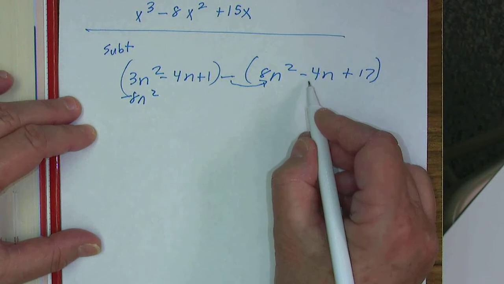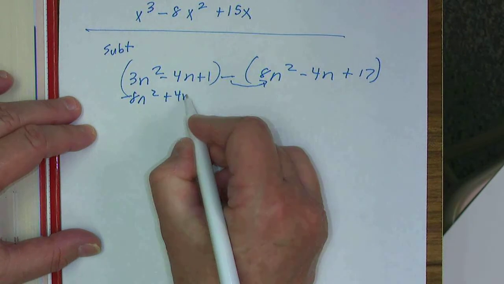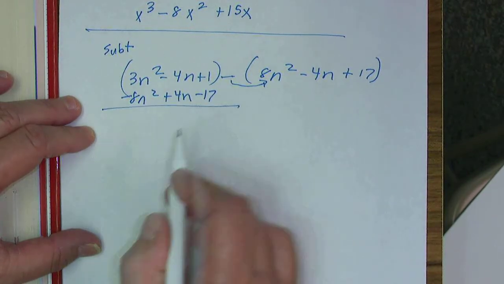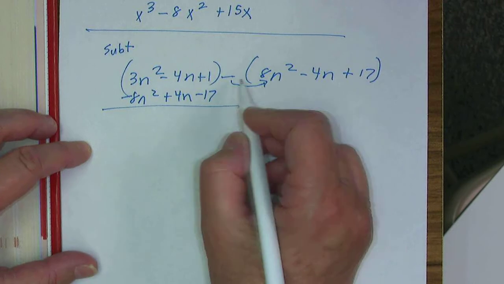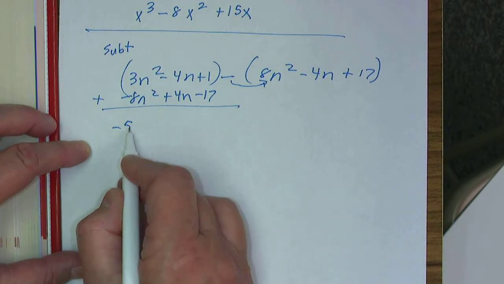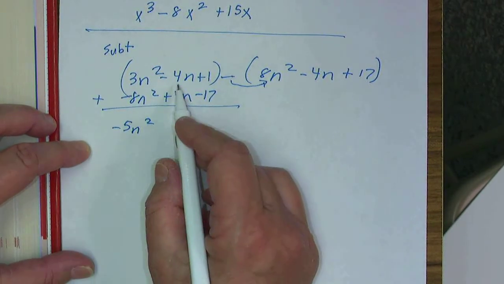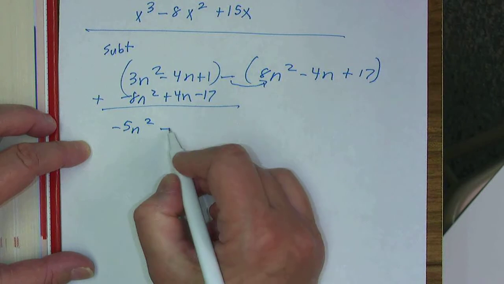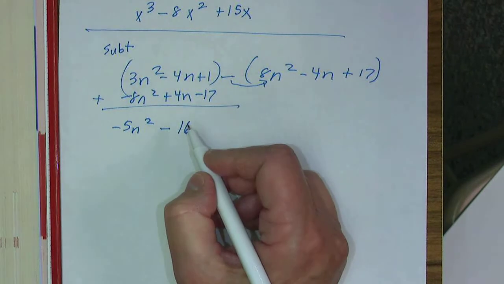This becomes positive 4n, line it up there. This becomes negative 17. And then you can just do your adding. Remember, subtracting is adding the opposite, so we basically add these. This is a negative 5n squared. This is 0. Negative 4 and positive 4 is 0 times n, which is 0. And then a minus 16.